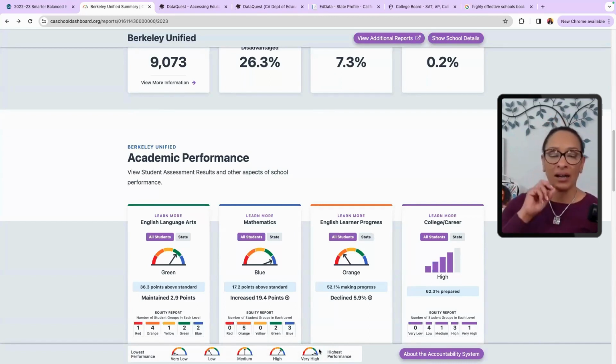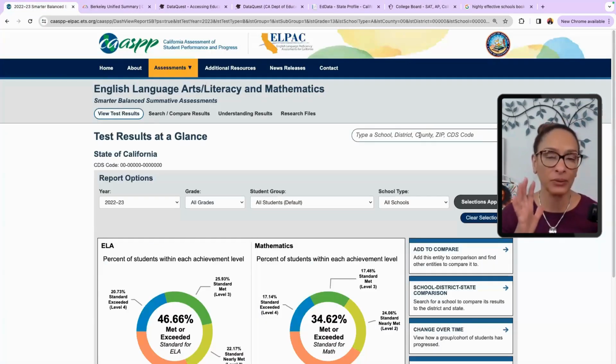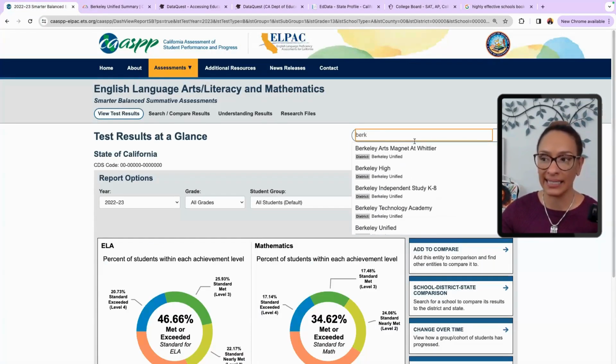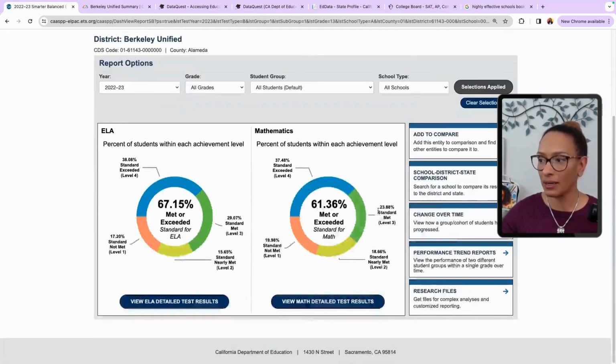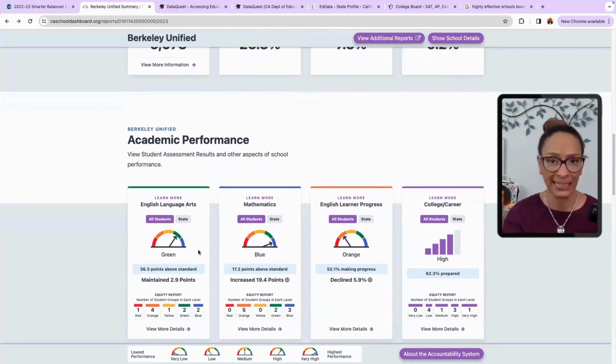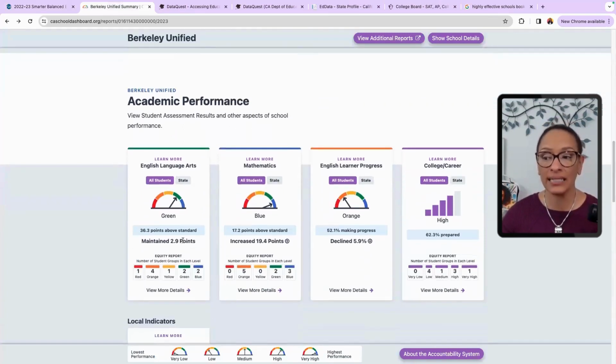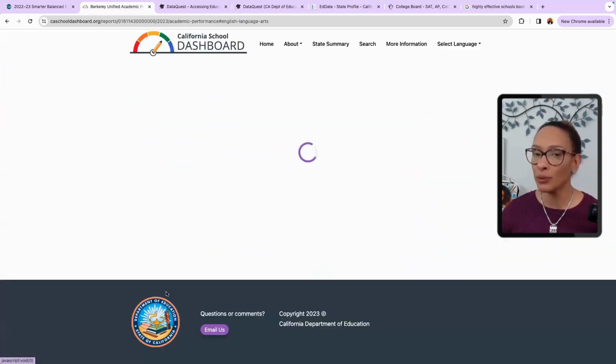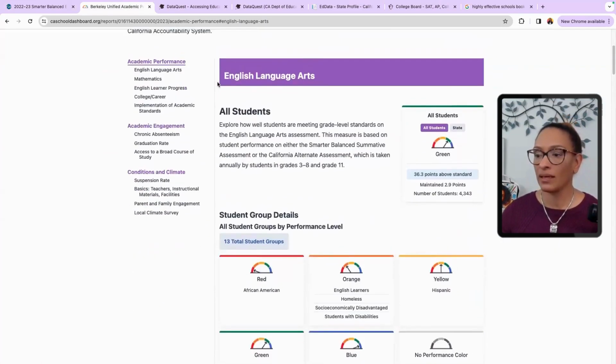This doesn't mean we're not looking at comparable data when I was in, say, the state data here. So I'm just going to type in Berkeley Unified. I want Berkeley Unified to pop up. So when I look at Berkeley Unified, this is what this means here. This data is looking at whether or not students met or exceeded in that academic area. This is telling us whether or not students improved over time. Okay. So if I click on English language arts, it tells me that 36.3 points above standard.